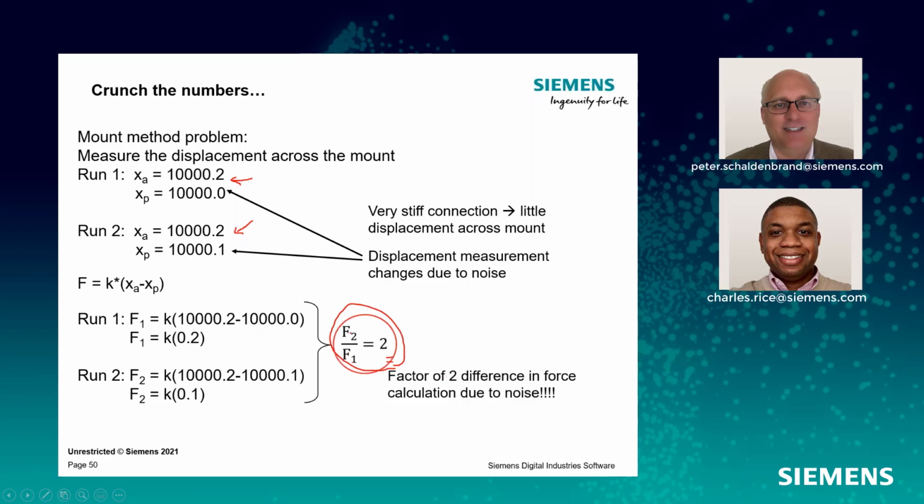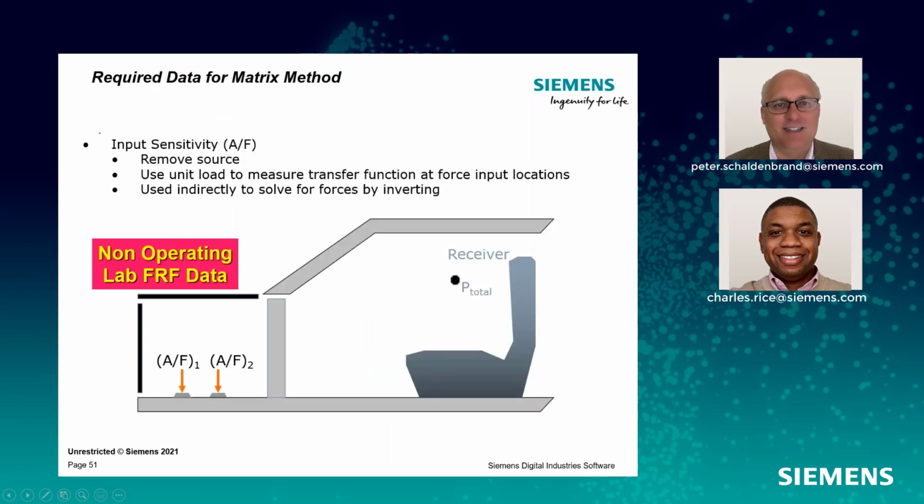Do you think that that could be a concern, Charles, that our forces could swing? Big concern. Yeah. So with stiff connections, this idea of a mount method doesn't work because there's not much of a separation between the active and passive side as far as their levels go. There needs to be significant attenuation across the mount to get some kind of reliable forces out of the mount method. So a different method is something called, let's call it a matrix or FRF matrix method.